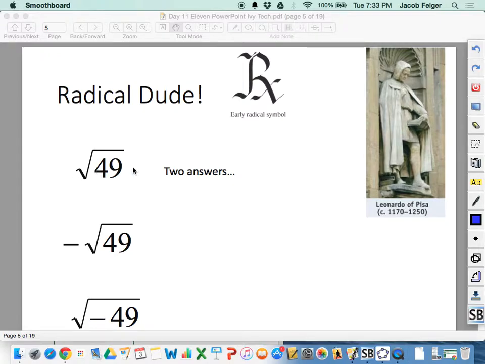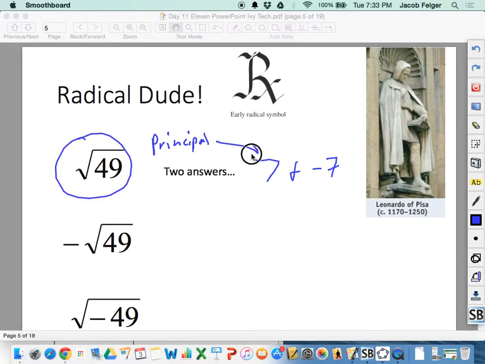If we have the square root of 49, it actually has 2 answers. I don't know if you thought about that, but what would those 2 answers be? Yeah, exactly, 7 and negative 7. Usually when we see the square root symbol, we're going to do what's called the principal square root, and usually we just say 7, but understand that negative 7 is also a correct answer. If you have a negative sign on the outside, it means literally negative 1 times 7, so that would be negative 7.